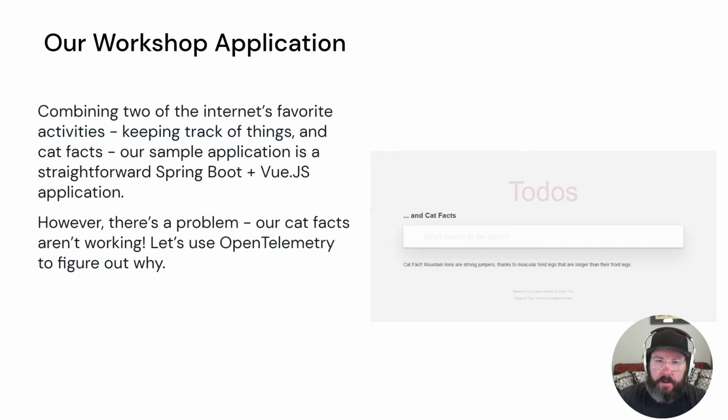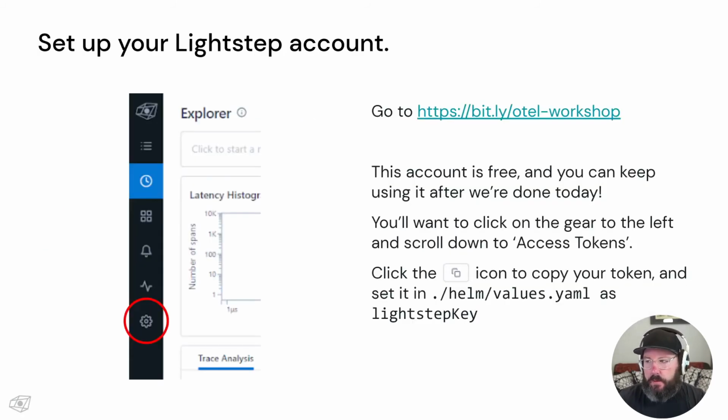So let's talk about what our actual application does. Let's imagine we have a to-do application that's pivoted to keep track of the other favorite thing on the internet, facts about cats. What we have is a pretty straightforward Spring Boot application with a Vue.js client. But if you've managed to run it already, you'll note that the cat fact part isn't working right. So we're going to use OpenTelemetry to figure out why.